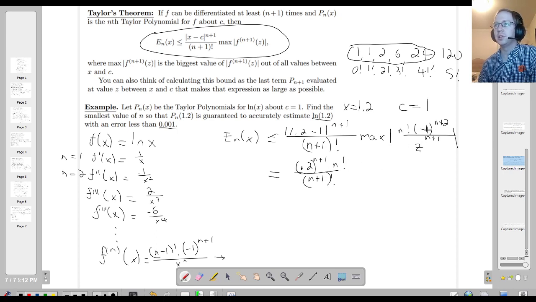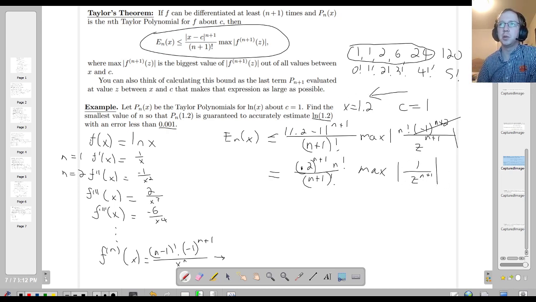Okay. Also, if I take the absolute value of negative 1 raised to any power, that term's just going to go away. So I'm really just looking at the maximum of 1 over z to the n plus 1. Now I can pay closer attention to what's going on with z.